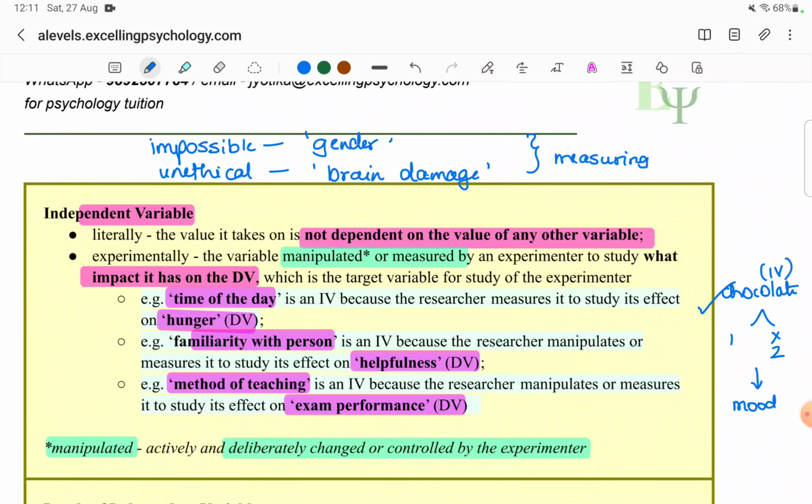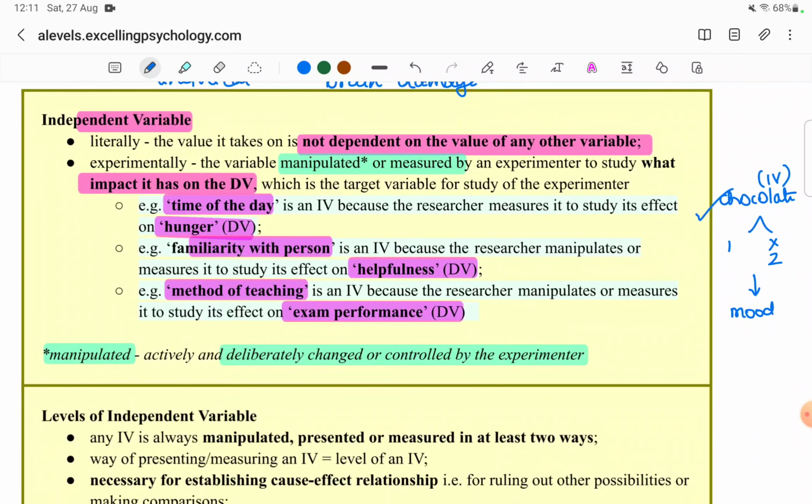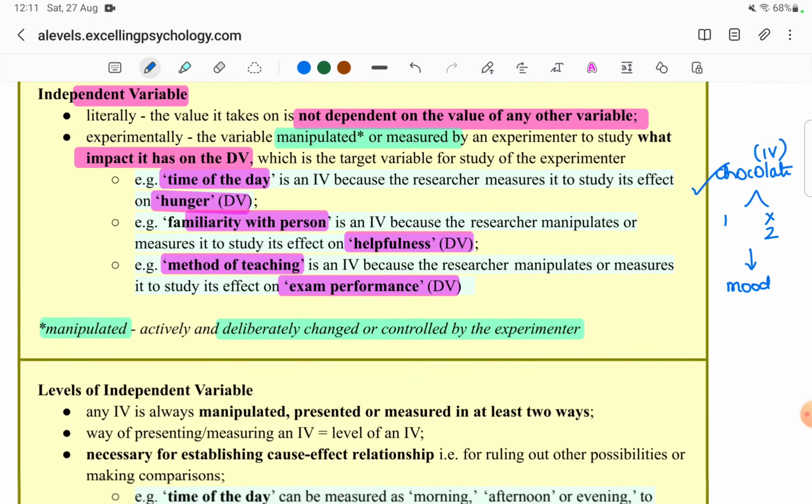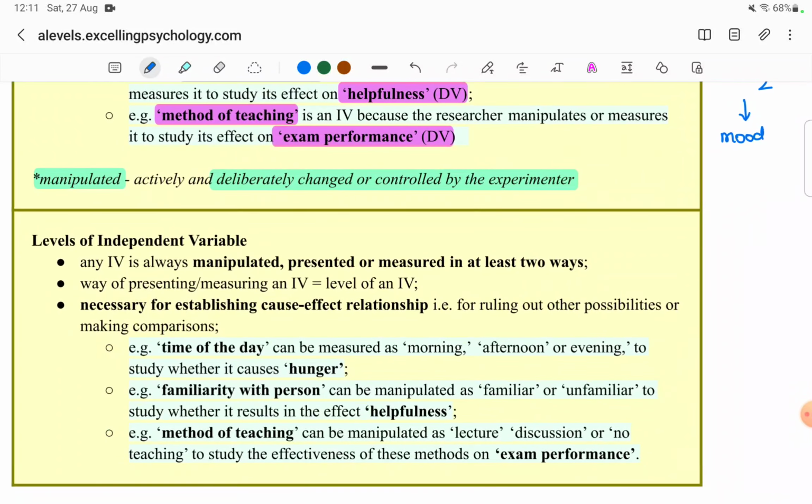Okay, let's get a little further now into this. I'll just quickly summarize what we've just seen. We have seen that the independent variable is a cause of some effect, and it could be manipulated or measured by the researcher. As long as it brings about a change in the dependent variable, we'll call it an independent variable. Okay, coming to the next topic.